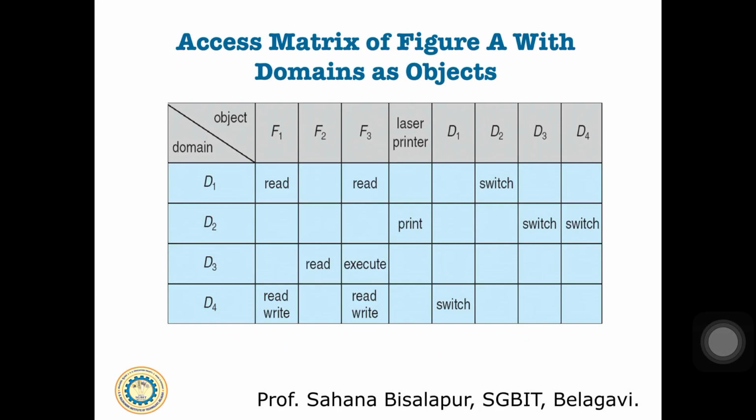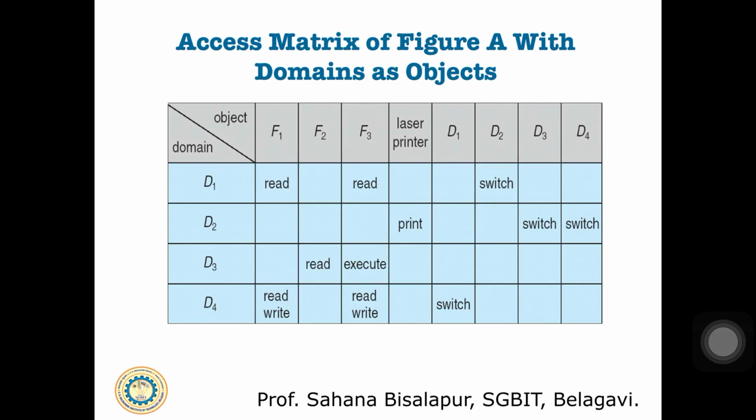The switching from domain Di to domain Dj is allowed if and only if the access right switch belongs to access(i, j). Now as you can see in the figure in the slide, a process executing in domain D2 can switch to domain D3 or to domain D4, as we have written in the matrix as switch in that particular entry. And a process in domain D4 can switch to D1, or you can say one process in domain D1 can switch to D2.